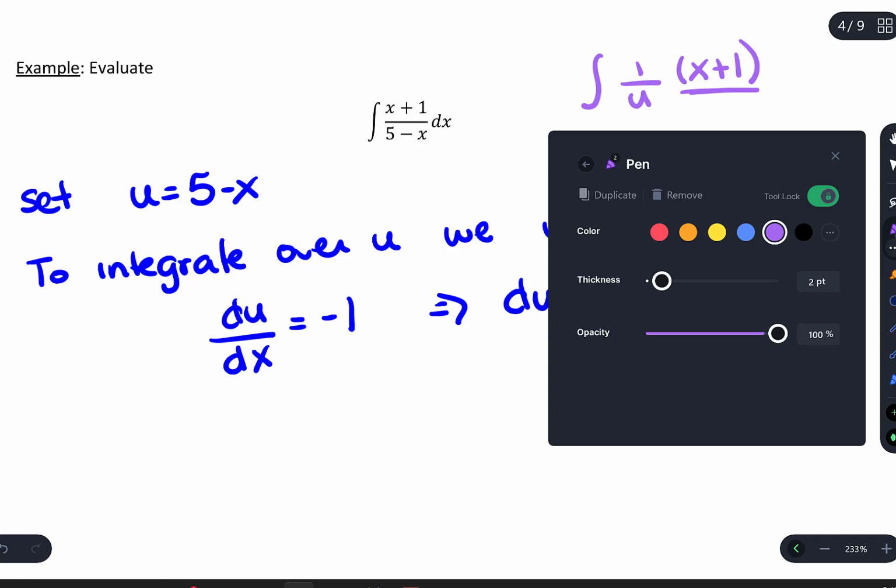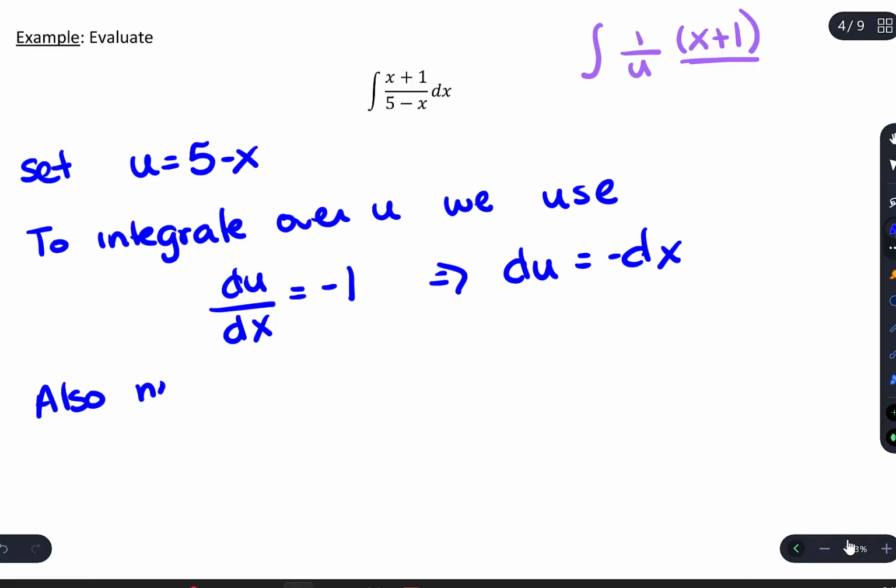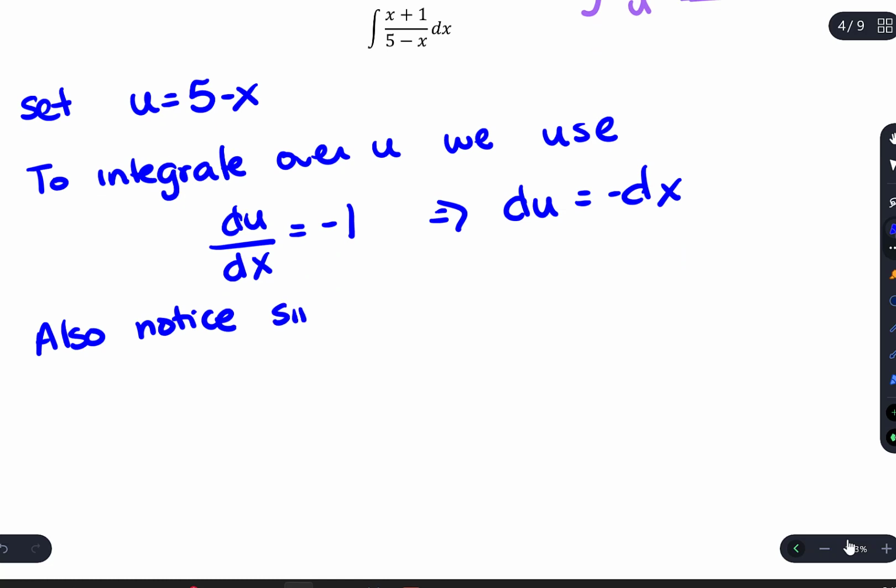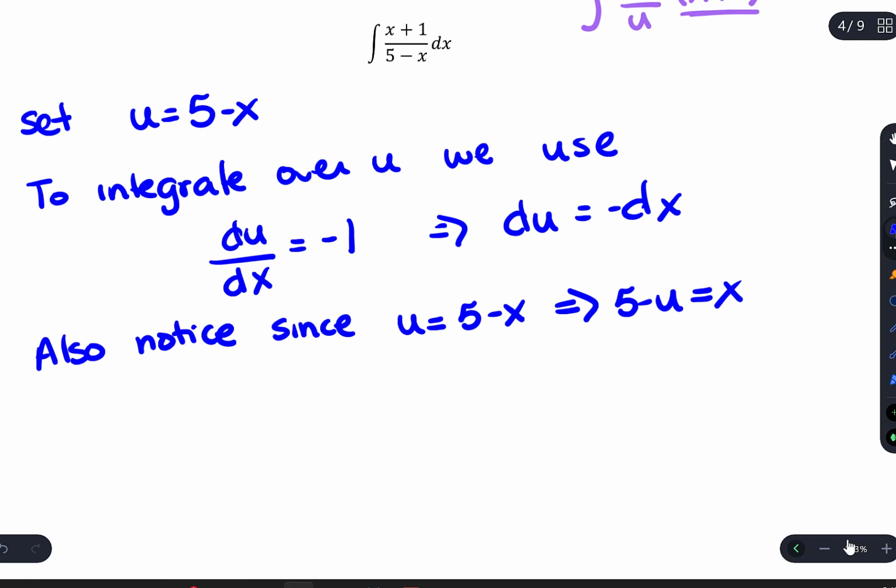But what I can do is we can notice that since u is equal to 5 minus x, this is going to imply that 5 minus u is equal to x. And remember, that extra thing that we have up top is x plus 1. So therefore, we could rewrite x plus 1 as 6 minus u.